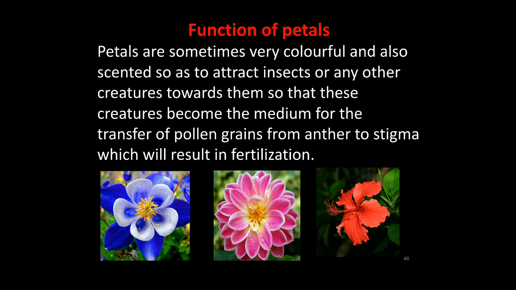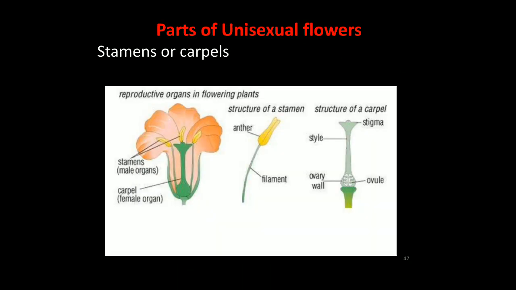Function of petals. Petals are sometimes very colorful and also scented so as to attract insects for pollination or any other creatures towards them, so that these creatures become the medium for the transfer of pollen grains from anther to stigma, which will result in fertilization. What is pollen grains? What is pollination? Now, parts of a unisexual flower.